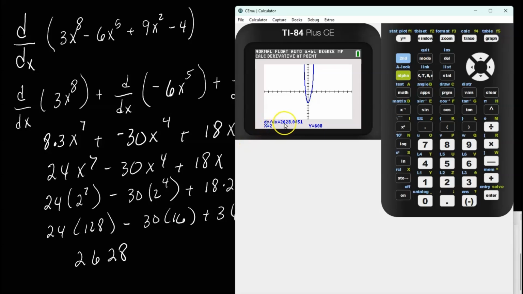dy/dx is 2628. And let's go ahead and do the second catalog. We'll go to n, we'll do nDeriv. So it's going to be d over dx of 3x raised to the 8th power minus 6x raised to the 5th power plus 9x squared minus 4. And for the value of x, we're going to go with a 2. Again, we have the answer, so it verifies.